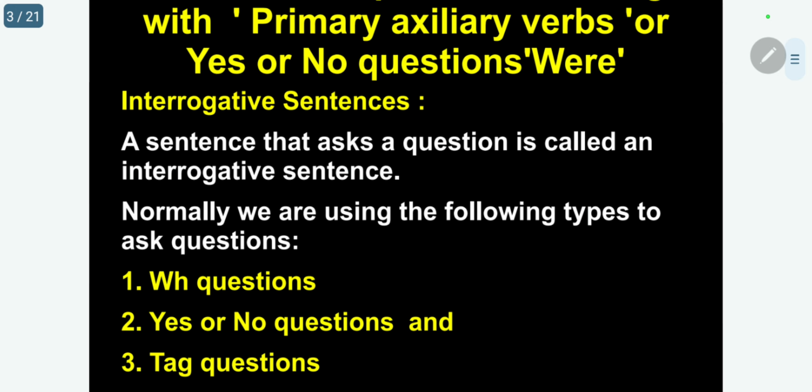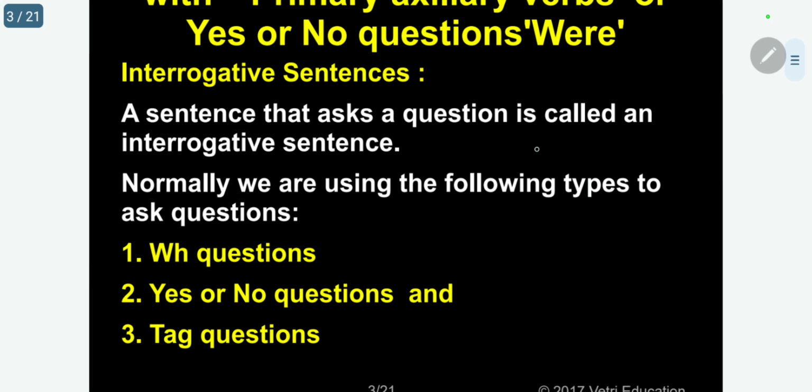Now I am discussing the interrogative sentences. As you know already, what is an interrogative sentence? You must know. An interrogative sentence, a sentence that asks a question, is called an interrogative sentence. So any sentence that asks a question is called an interrogative sentence. Normally, we use the following types to ask questions. Many of you may not know this.